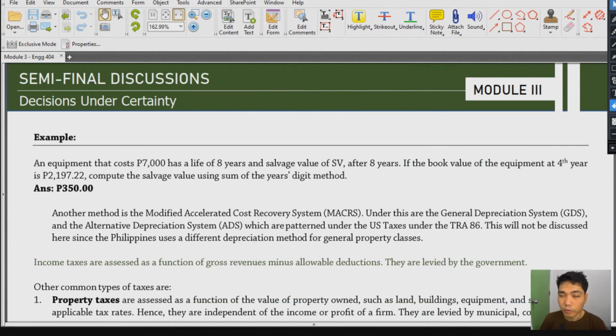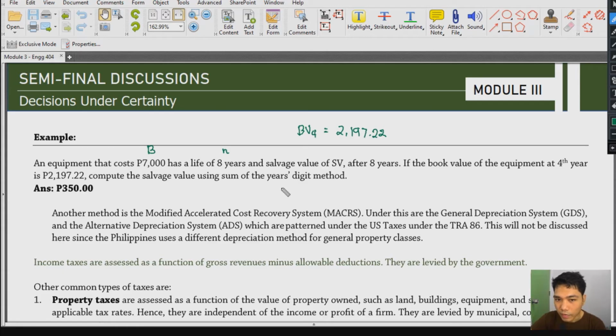Let's try solving for number 1. An equipment that costs 7,000. So let's have some label for this. This is your B and has a useful life of 8 years. So you could just use small n just to emphasize that this is not the capital N that we'll be using. So the salvage value after 8 years, then. If the book value of the equipment at the 4th year is 2197.22, so this is your BV sub 4, that is equal to 2,197.22.